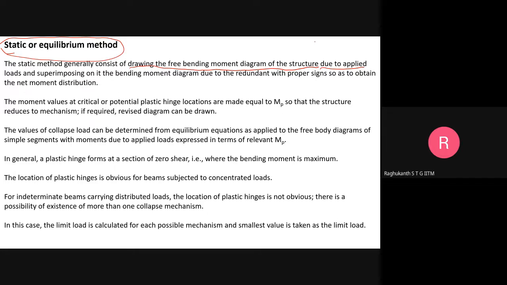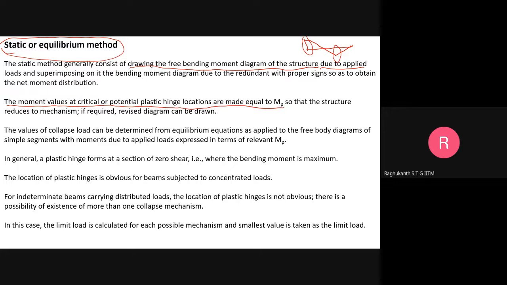Okay, for the propped cantilever, say we have just drawn this bending moment diagram, which you have to find out. Now you have to identify the moment values at critical or potential plastic hinge locations and make them equal to Mp. For this propped cantilever, this is a point where you have maximum bending moments. You identify these places, and both of them are going to plastify.